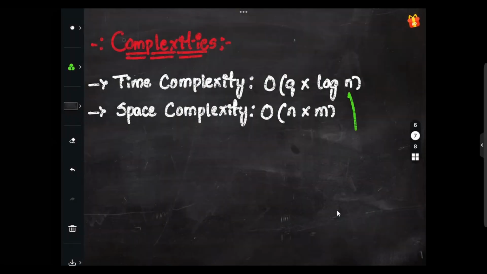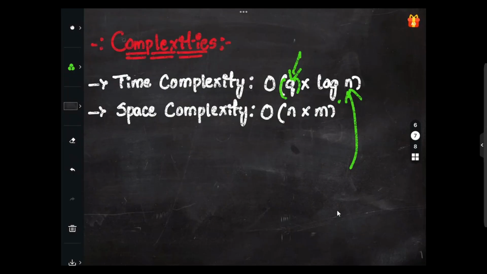Each query takes big O of logarithmic N due to the BIT updates or the prefix sum. Obviously we have to calculate the prefix sum, and for calculating the prefix sum itself, we make use of the BIT or the segment tree. So the total time complexity would be big O of Q into logarithmic N. Simple. So what would be the space complexity here?